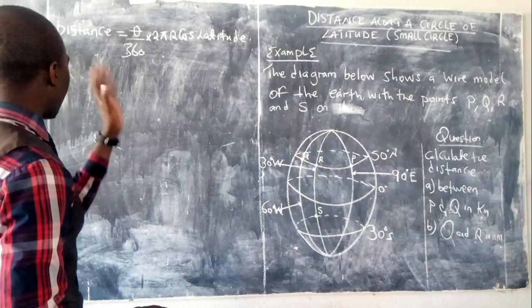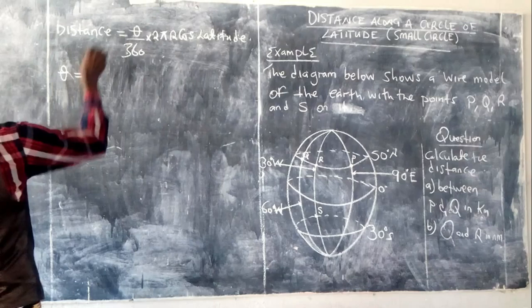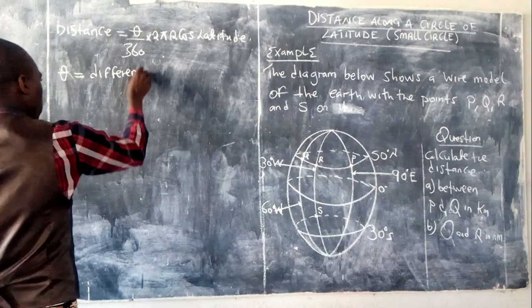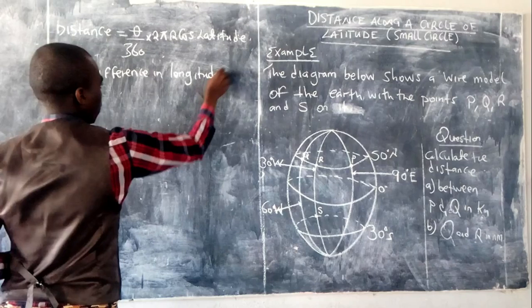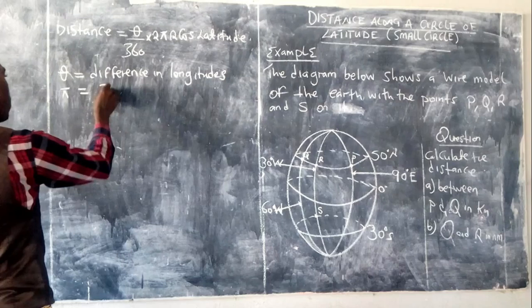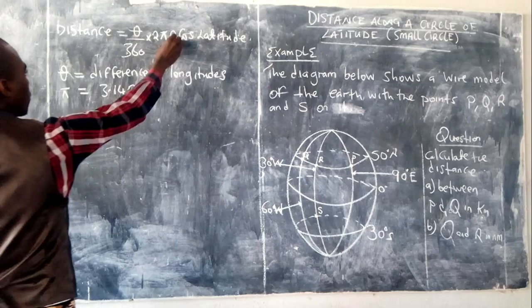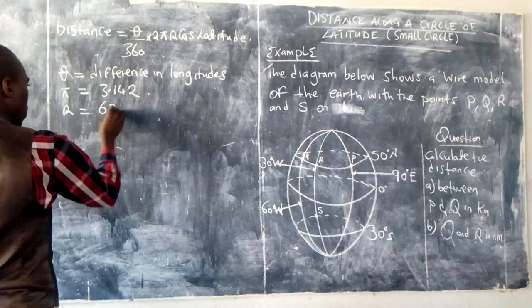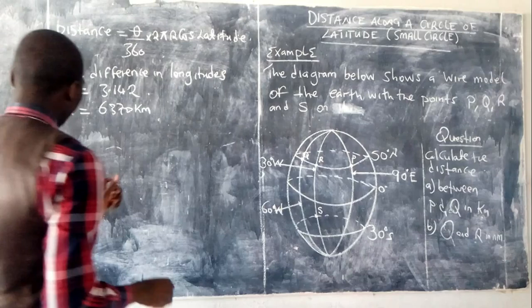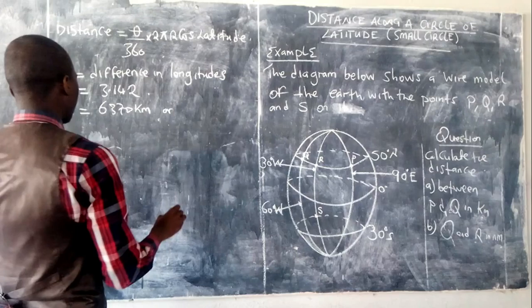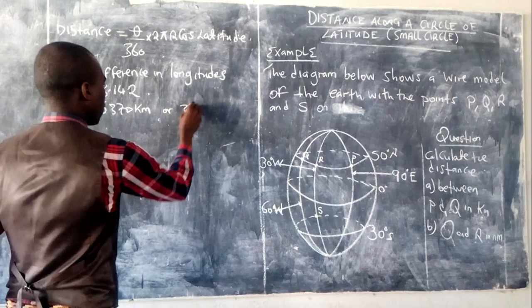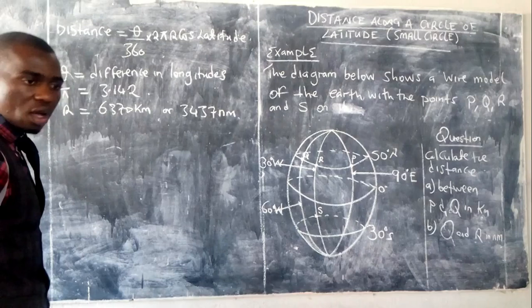But now, you know that theta in this instance will mean difference in longitudes. Then pi, by now, we know that in books they will be giving us the value of 3.142. Then r here, that is the radius of the Earth's surface, which is 6370 kilometers. So please, when you are being taught to find distance in kilometers, this is the value to use for r. But when you've been taught to find in nautical miles, the value for r to use is 34.37 nautical miles. Alright, so this is what you are supposed to know about the formula.